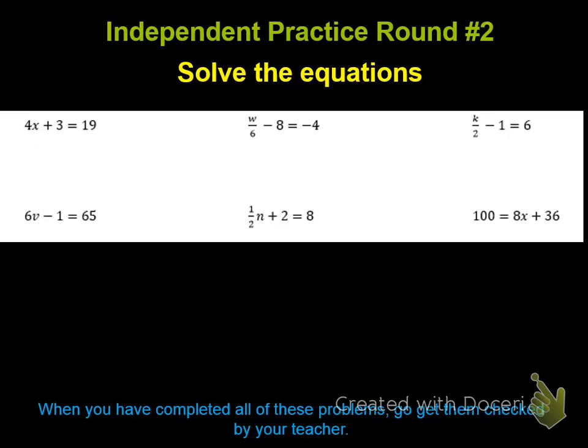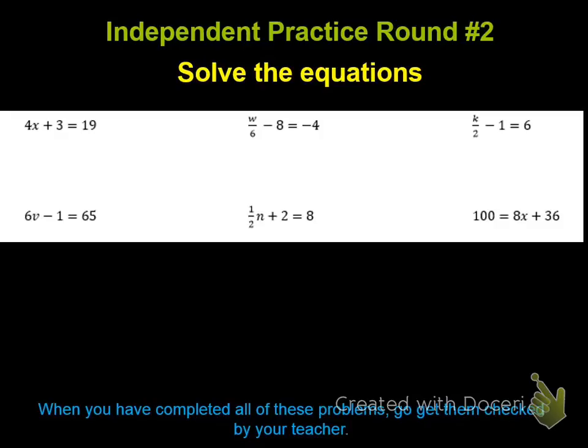If you take a look at this second set of independent practice here, you want to copy those down, okay, and then solve them on your own. After you are done solving, please either raise your hand for your teacher to come check them, or go find your teacher if they are working with someone and ask them to check your problems.